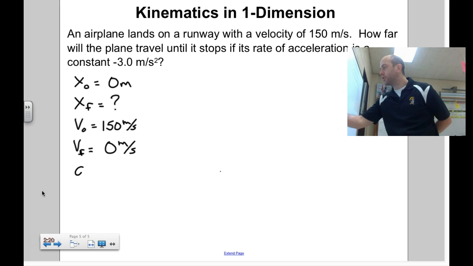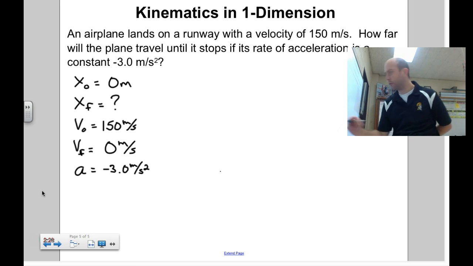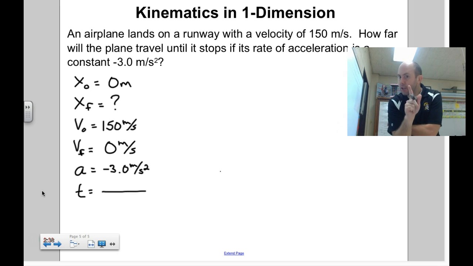Next, my acceleration is negative 3.0 meters per second squared. And the only other variable is time. Now, notice, they didn't give me time, nor did they ask for time, so I don't need that at all. But it is also important to know that sometimes when we do more complex questions, even if they didn't give you time or ask for time directly, sometimes you have to find time and then go back and do another equation to find the missing variable. But this one's a basic example, so it's not one of those right now.